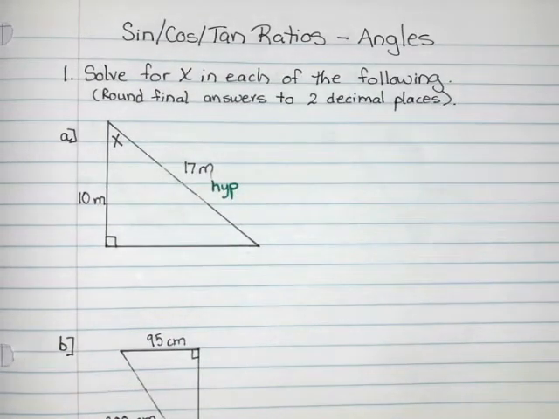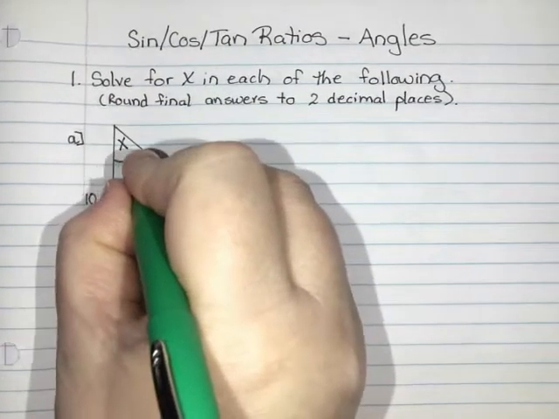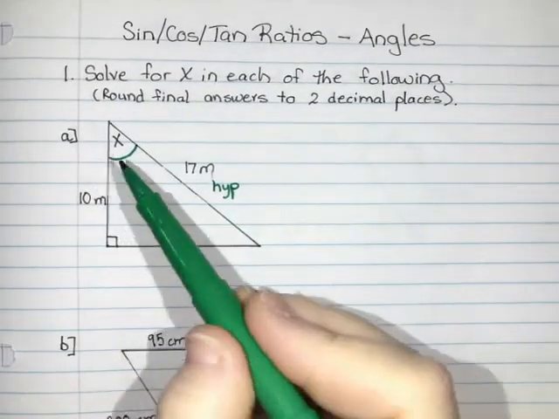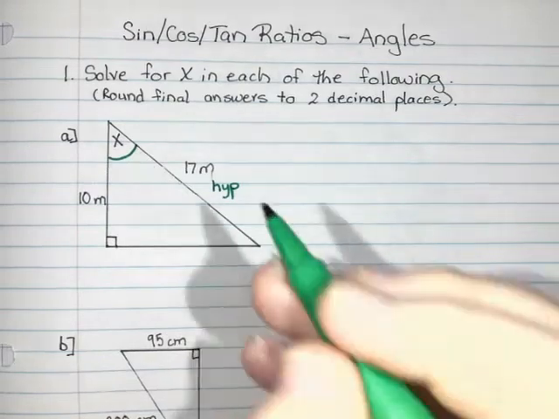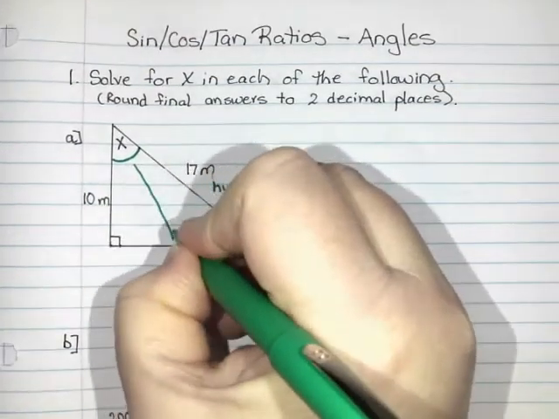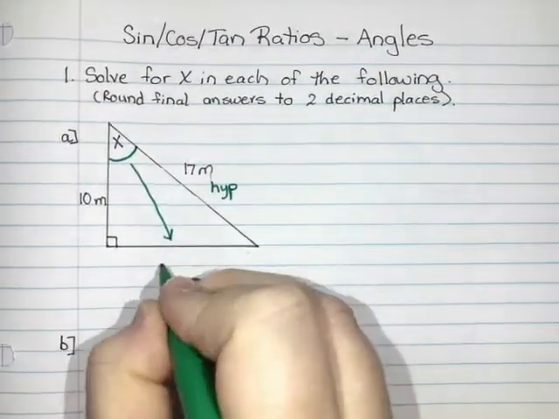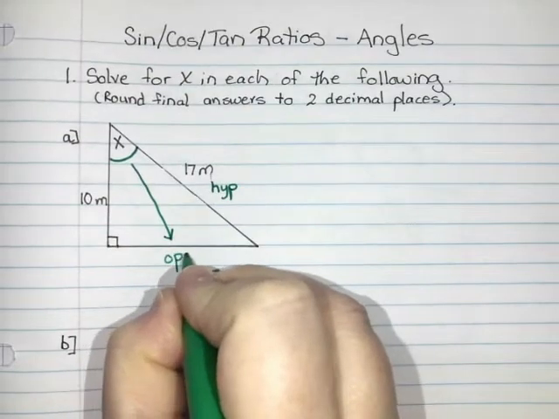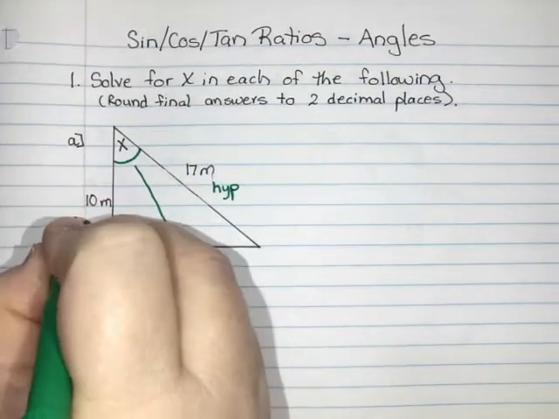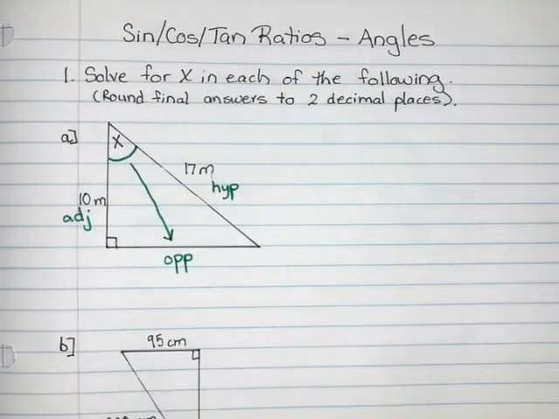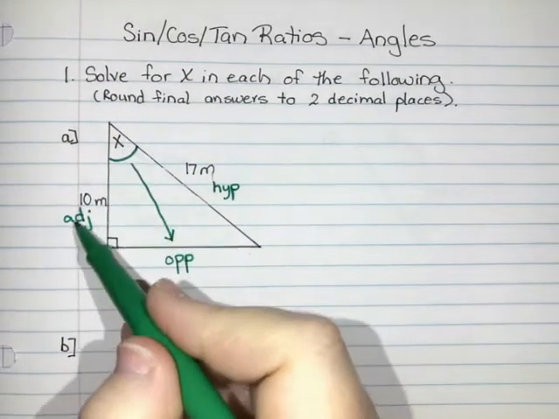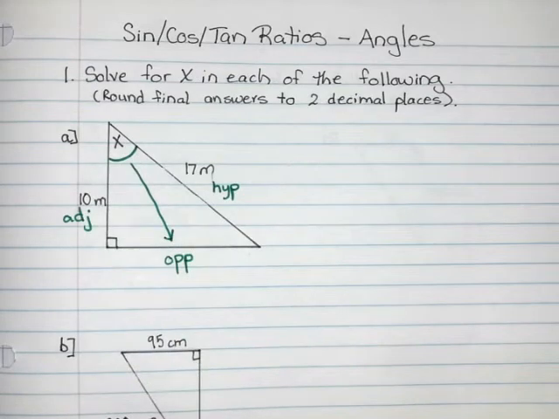To do the opposite and adjacent sides, you need to know what your angle is. So I have this angle here. I don't know what it is, but I want to find it. So that's the angle that we're going to use. Directly across from that on the other side of the triangle, that's our opposite. And then our third side is the adjacent. Adjacent means beside. It's the side beside the angle that we're trying to find.